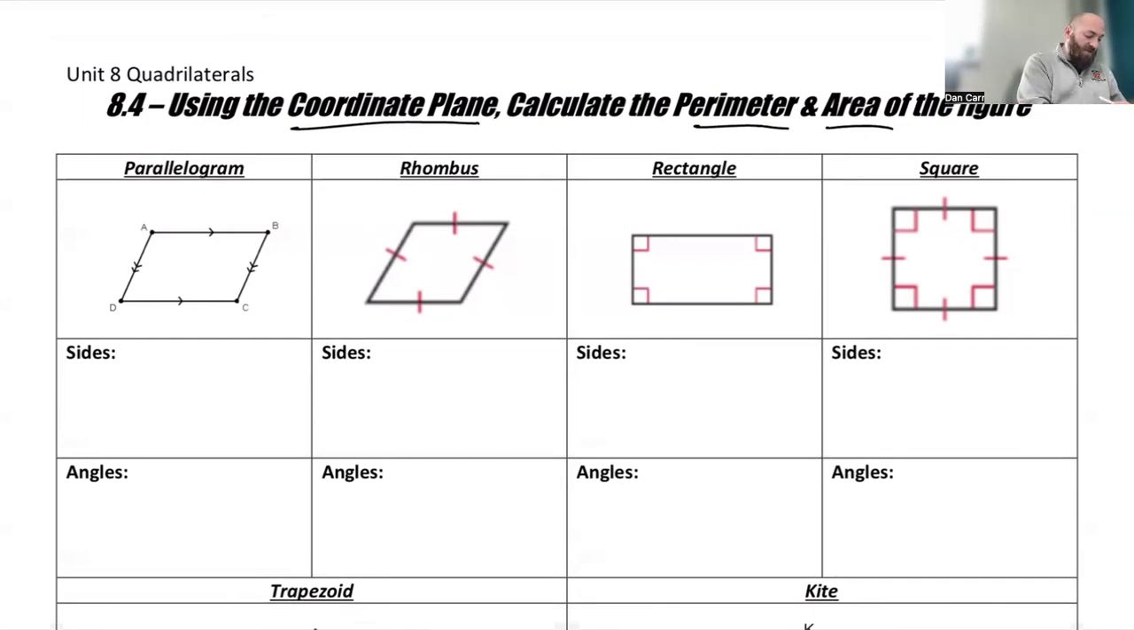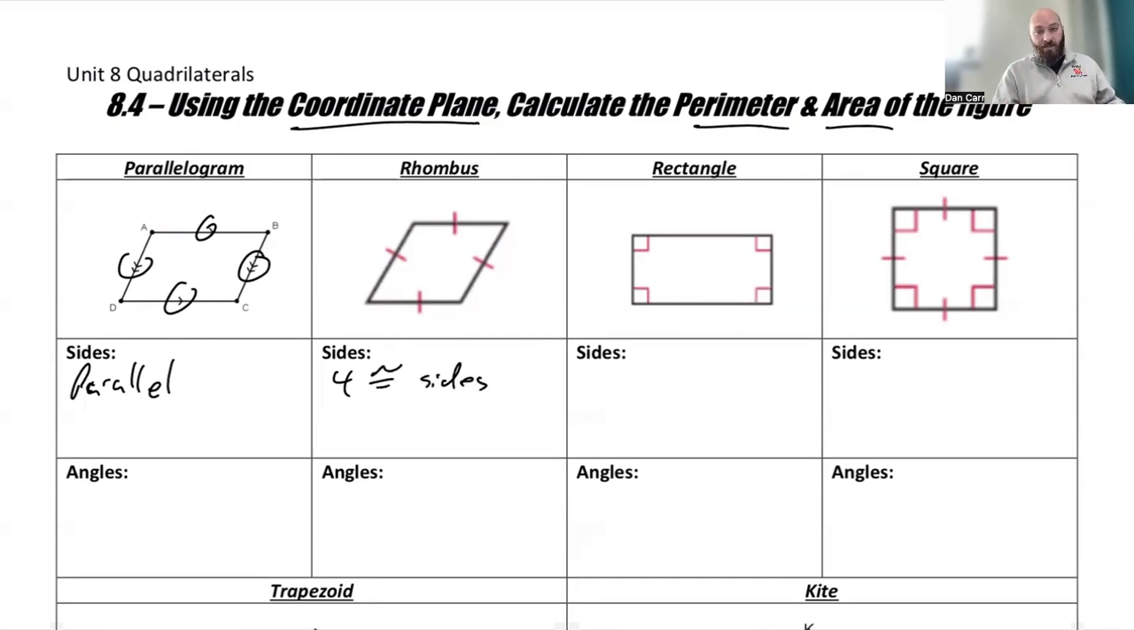In a parallelogram, we have two pairs of sides that are the same, but they're also going to be parallel. Okay. So we got parallel here and here. So that's important. With a rhombus, all four sides are congruent. So it's four congruent sides that's going to be important on a coordinate grid.